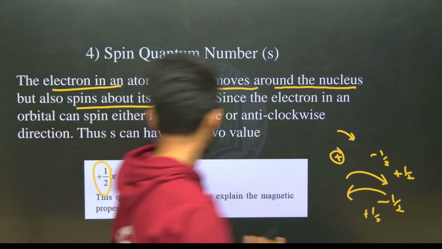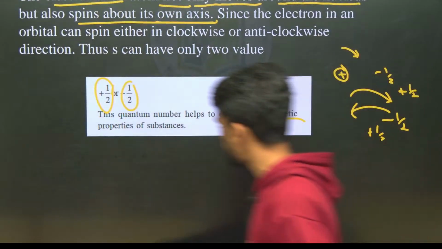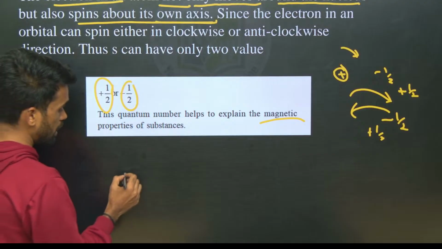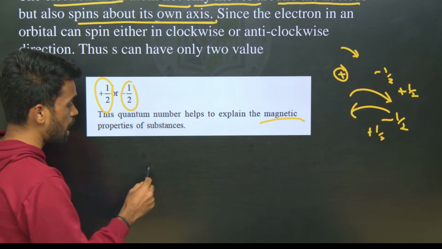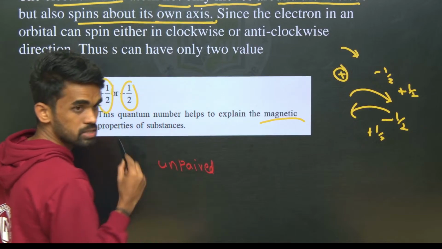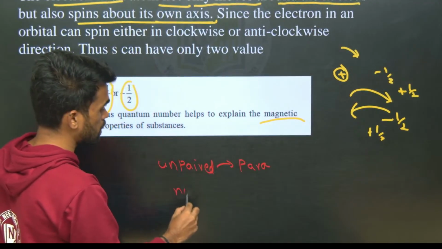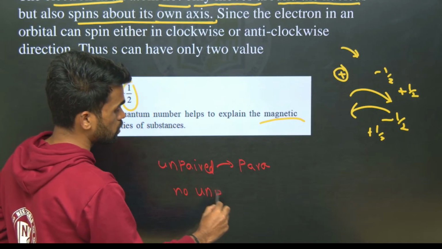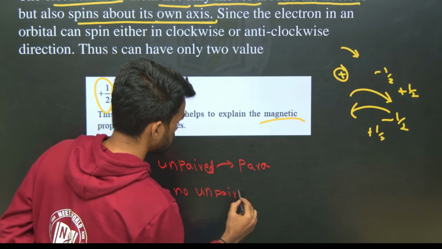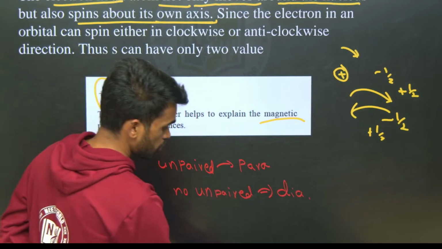Okay, so that's it. Now what is the use of this? It helps us find the magnetic properties of a substance. For example, if any atom or substance has unpaired electrons present, then you can say it is paramagnetic. If there are no unpaired electrons, you can say it is diamagnetic.